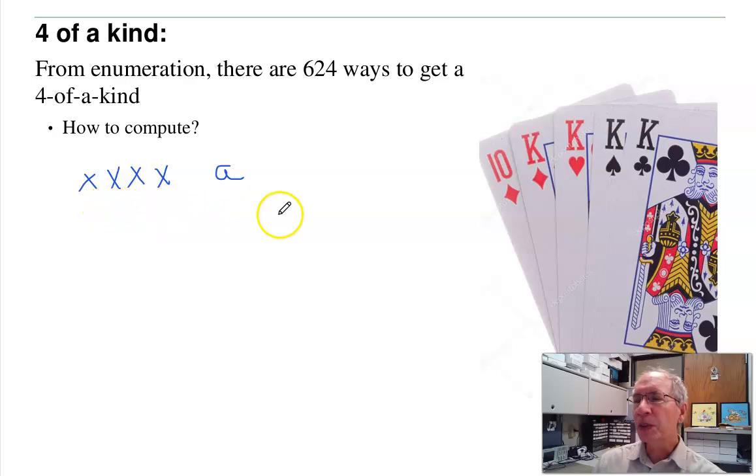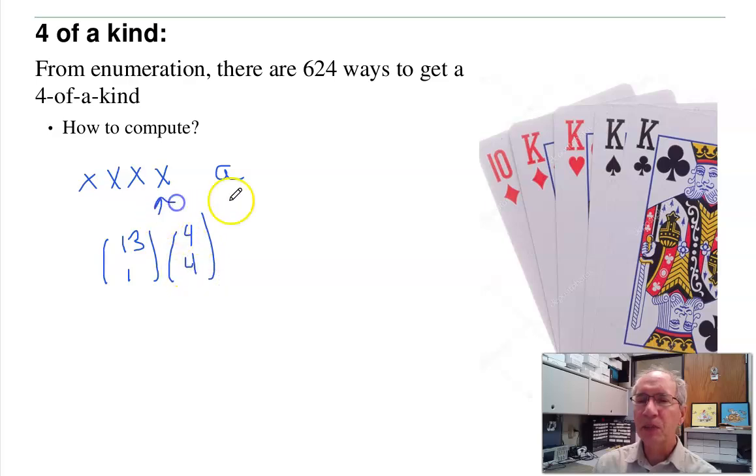So one way to do that: I've got 13 values in the deck, ace through king. Of those 13, I'm going to choose 1. That'll be what X is. And then in the deck, there are 4 X's. Choose 4. That takes care of the X's. For the off card, there are 12 remaining values in the deck. In this example, I chose kings. I picked out the 4 kings in the deck, I pulled them out. That's my 4 of a kind.